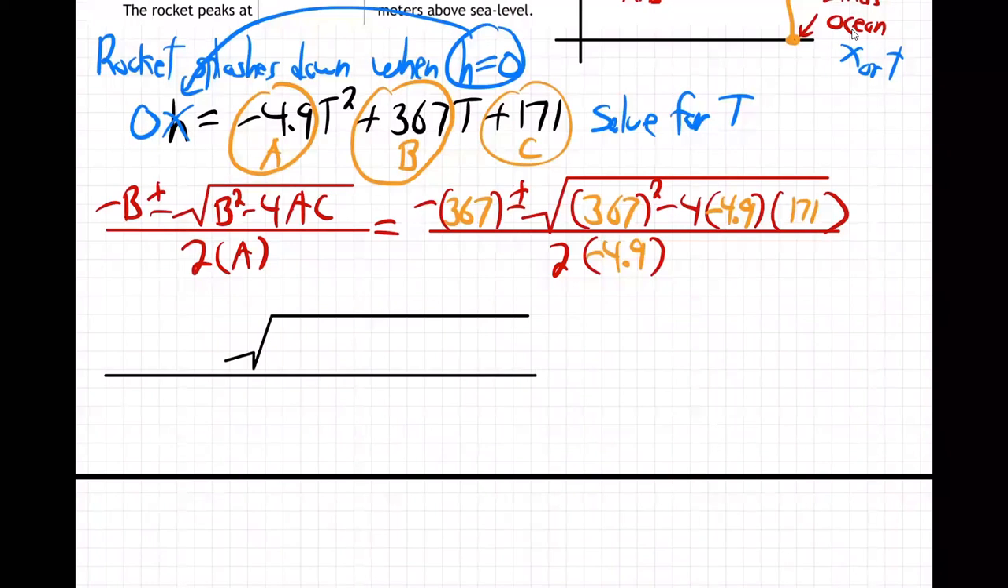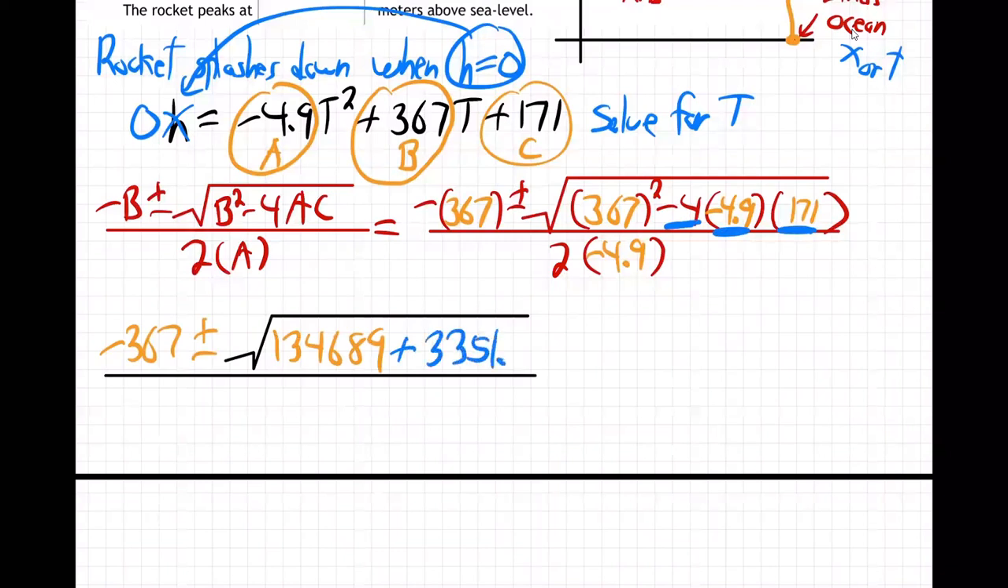So I'm going to hit the buttons on the calculator. I have minus 367 plus or minus. Now inside there, I'm going to have a lot of messy numbers. So 367 squared, I'm getting 134689. And over here, we have minus times plus. So 2 minuses is plus. 4 times 4.9, just do 4 times 4.9 times 171. On the calculator, I'm getting 3351.6. On the bottom, 2 times minus 4.9 is minus 9.8.